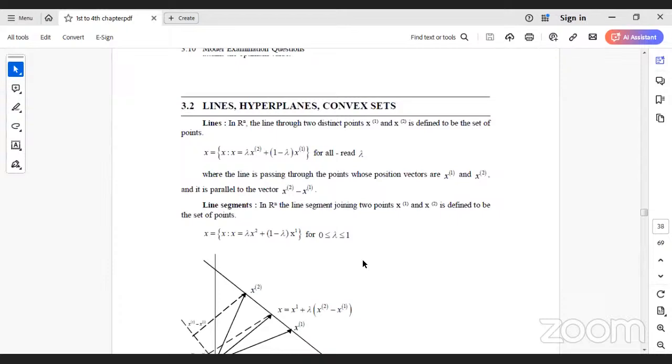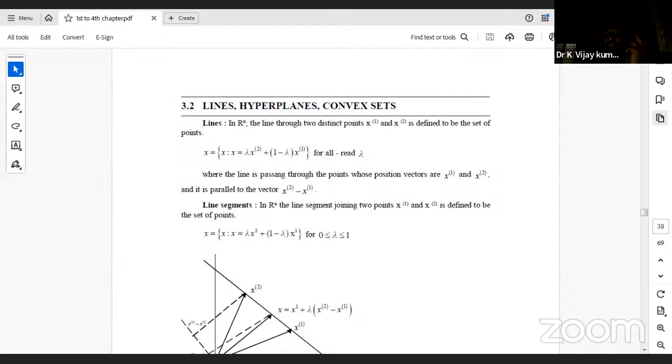My face is not visible, so you can see here. See here. Lines, hyperplanes and convex sets, we are telling to the class.